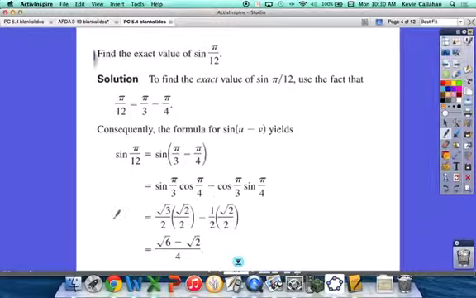Now all of those, if you know the unit circle, you can evaluate, right? The sine of pi over 3 is square root of 3 over 2. The cosine of pi over 4 is root 2 over 2. The cosine of pi over 3 is 1/2. The sine of pi over 4 is root 2 over 2. Simplify. Root 6 minus root 2 divided by 2 times 2, 4.